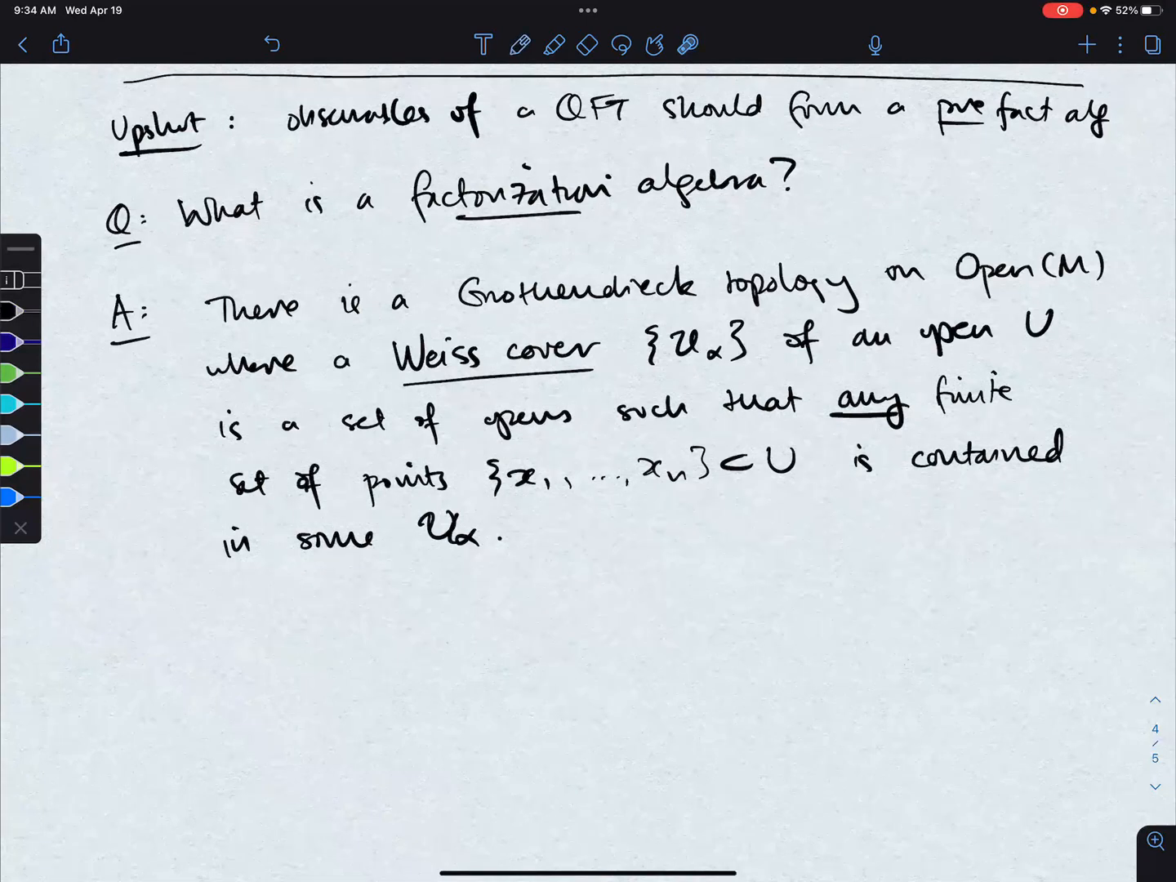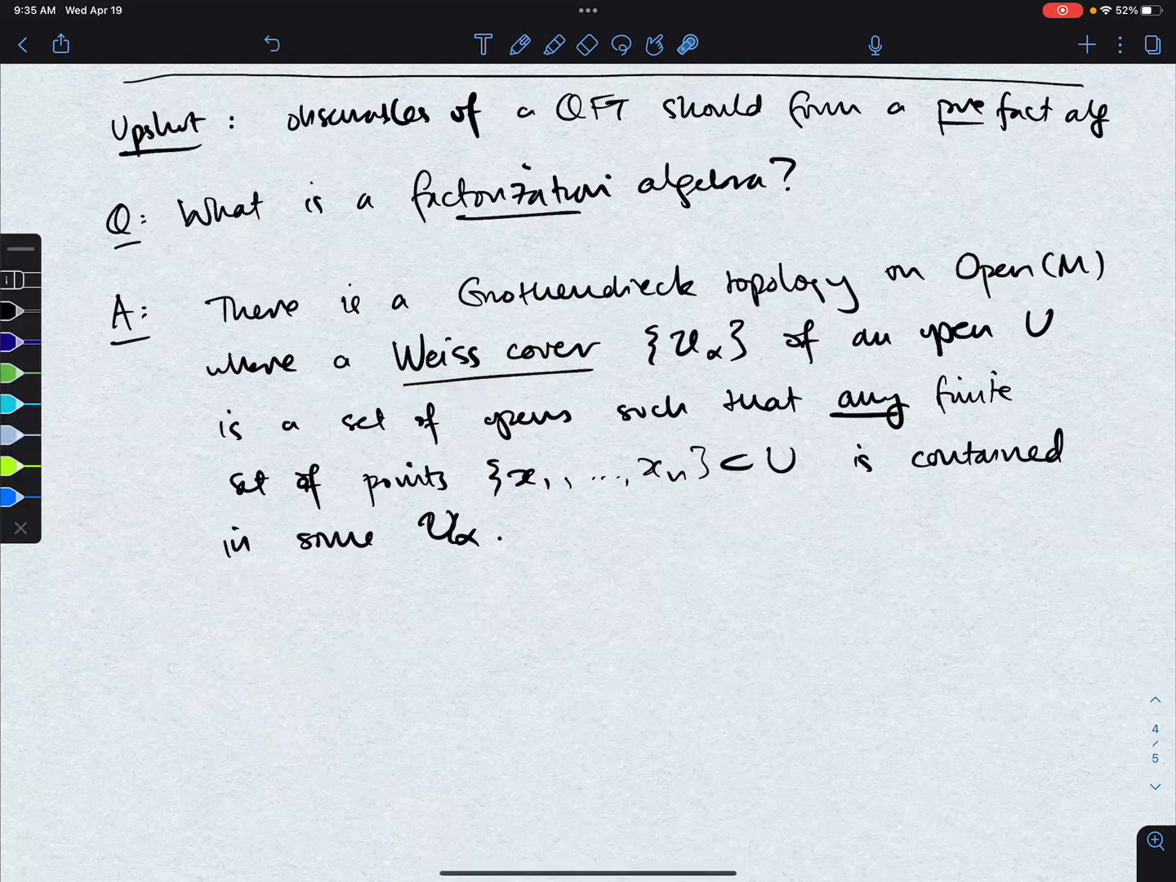So the usual notion of a cover means that if you have one point in U, an element of the cover contains that point. That's what it means to be a cover: every point is contained in some element of the cover. But here we're saying for any finite set of points, there's an element of the cover that contains it. So this is a much stronger condition on a cover. The reason you need this is that you want the Weiss cover to contain all the endpoint functions. The idea is that any finite set of points is contained in some collection of, maybe, n small disks, one around x1, one around x2, all the way up to xn. And your Weiss cover should know about the structure maps out of such small collections of disks.